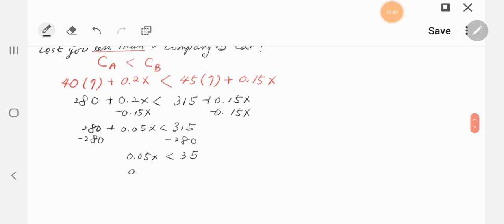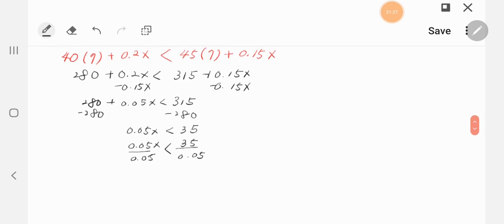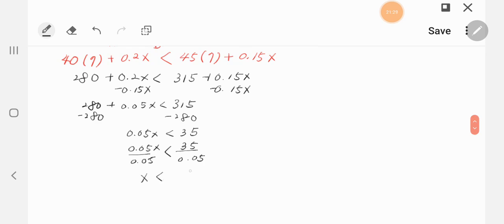And then we divide each side by 0.05. Do we need to flip the inequality symbol? No, because 0.05 is a positive number, so you don't have to flip it. When do we flip the symbol? Whenever you multiply or divide by a negative number. So from this, x is less than 700. So x has to be less than 700 miles, right?